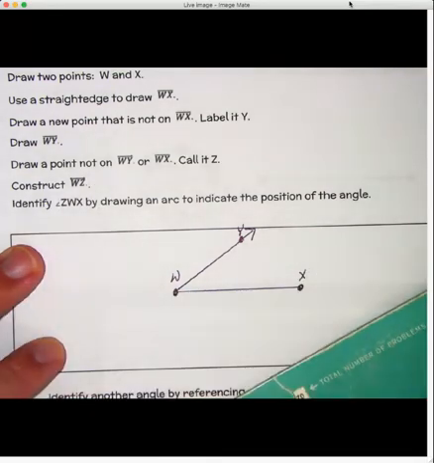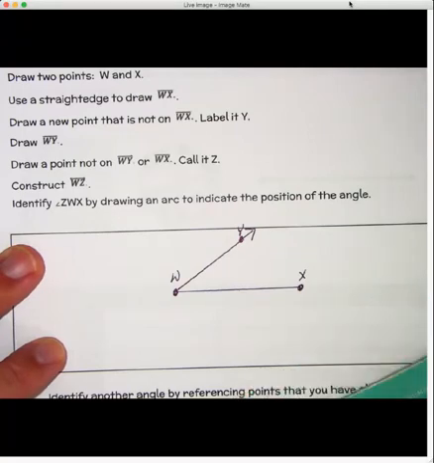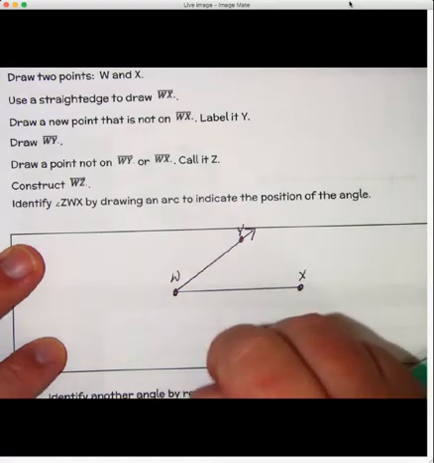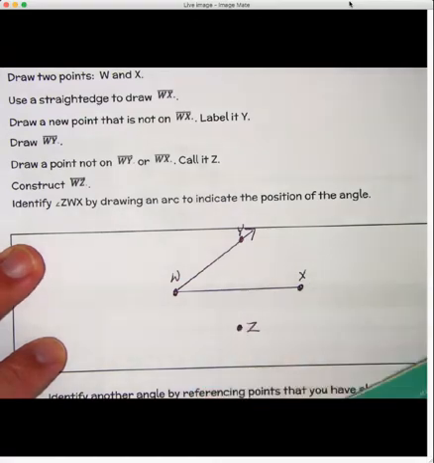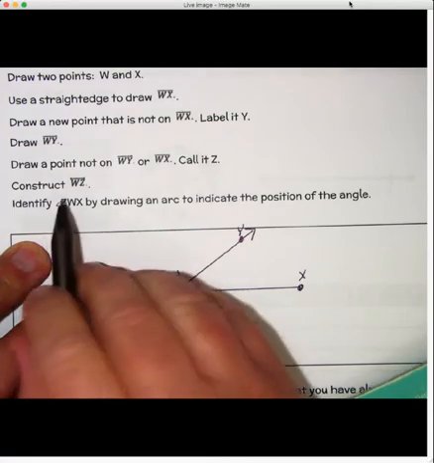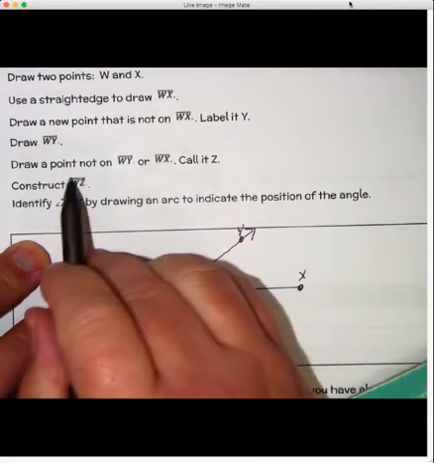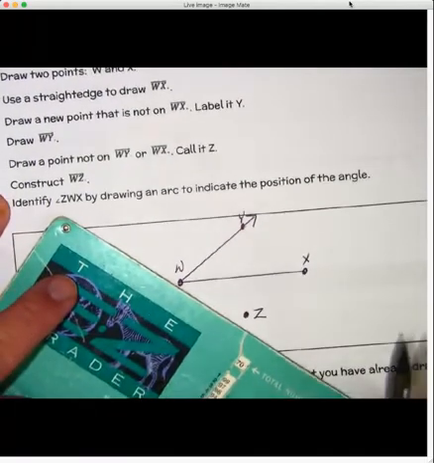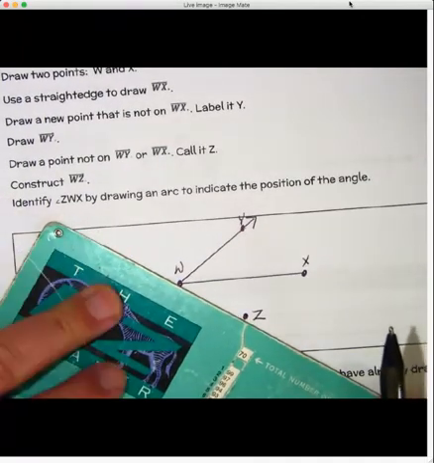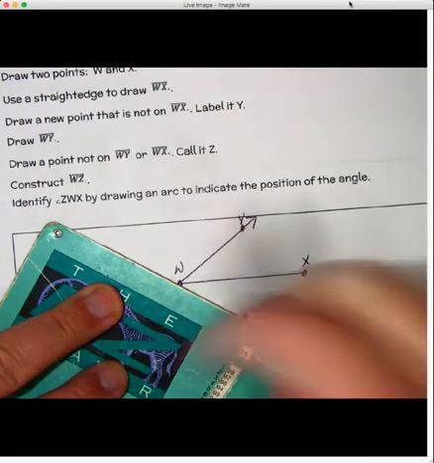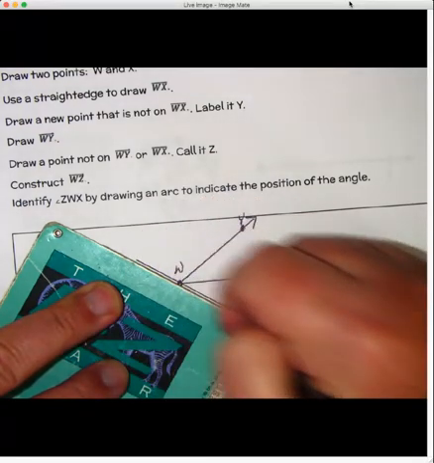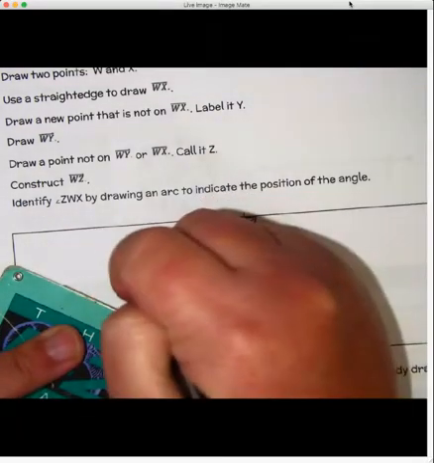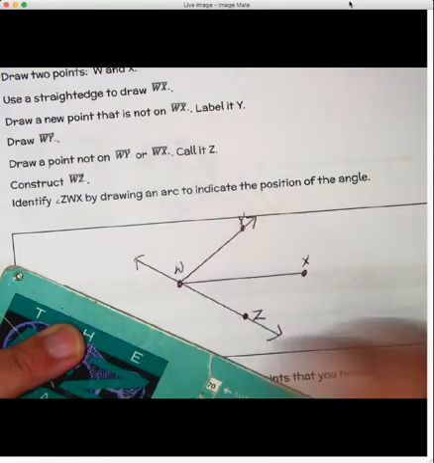Draw a point not on WY or WX and call it Z. All right, we'll just go down below it this time and name this point Z and construct WZ. It looks like a line to me this time. It looks like it's got an arrow on both sides. Line WZ. That means we're not stopping at the points. The line goes on forever in both directions. So we'll show that by putting our arrows.